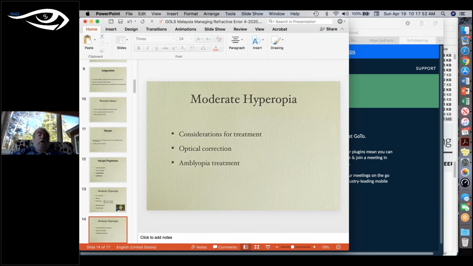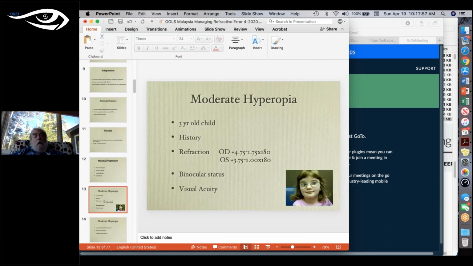So let's go back. Let's say visual acuity was equal. What are we going to do? Visual acuity is equal. What we would do would be to go ahead and prescribe glasses. What glasses would we prescribe? Would I give full plus, my cycloplegic, or reduce plus?